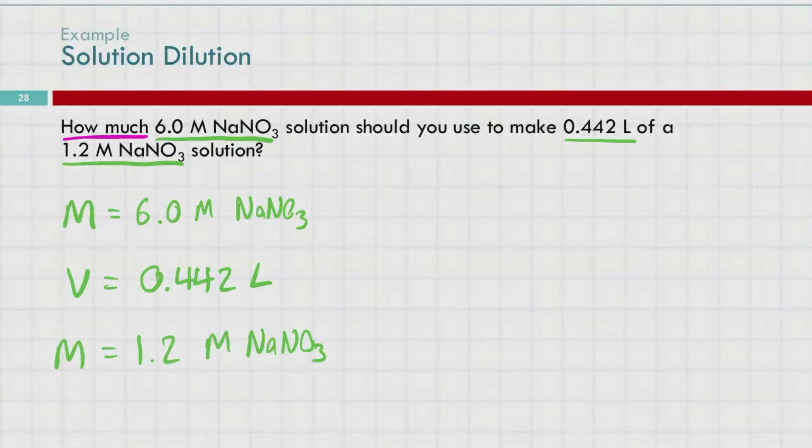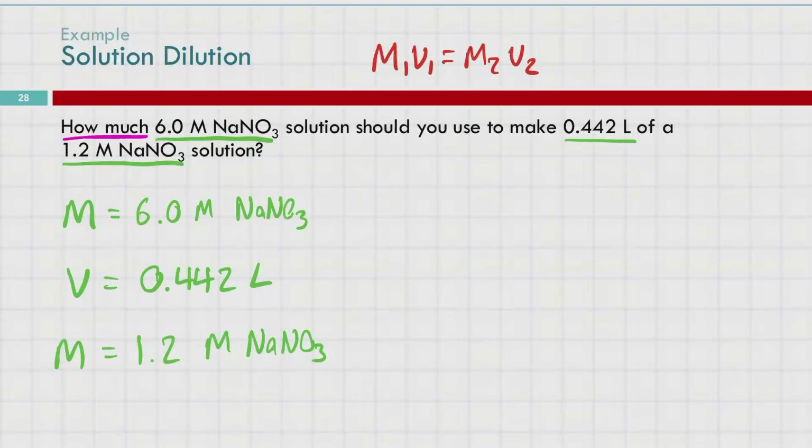Just like with Boyle's law, Charles' law, Avogadro's law, the combined gas law, the Gay-Lussac law, the big thing that we want to make sure that we do is get our 1s and our 2s paired up correctly. We don't want to get them mixed up. We will get the wrong answer if we get them mixed up. So this is a solution dilution problem, M1V1 equals M2V2.